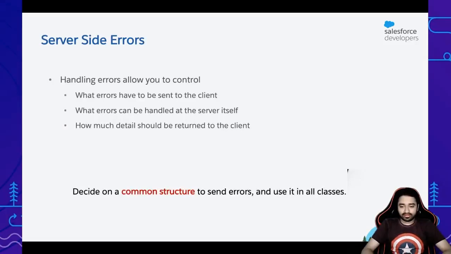One more, and this is the final best practice for server-side errors: decide on a common structure to handle errors and use it in all classes. There are n number of developers that are going to work on a project, and each of you might have your own way of handling errors. But in the end, it becomes difficult to standardize errors, reporting, and all of that. So decide on a common structure before you begin the project.